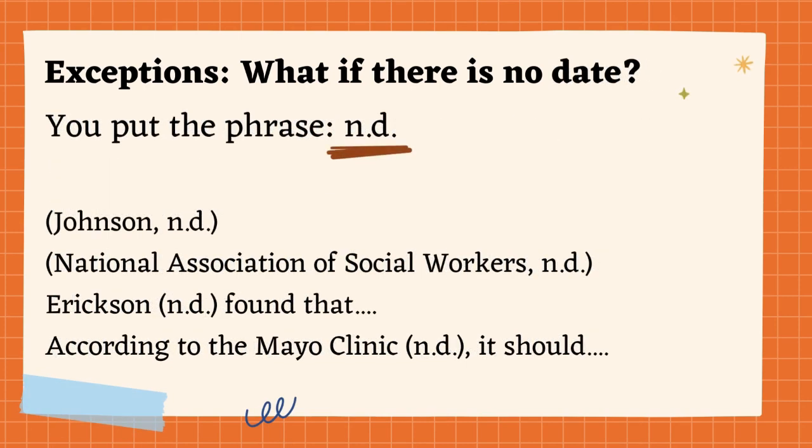What if there's no date? Well, you can put the phrase n.d. either as an in-text citation or at the beginning. It shows your reader that you acknowledge that someone wrote this information, but there wasn't an easily available date.